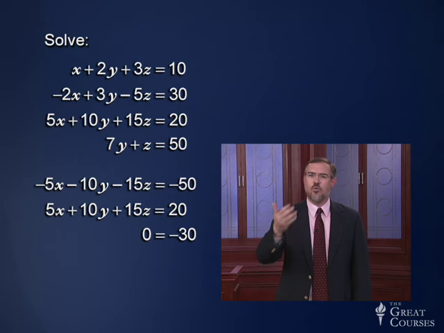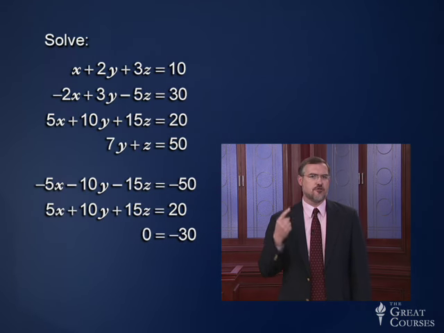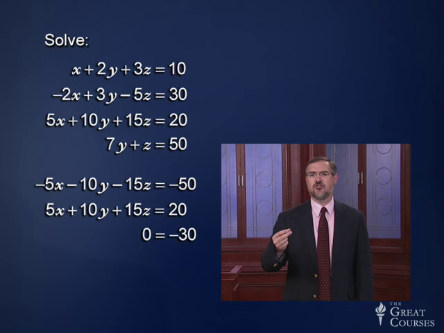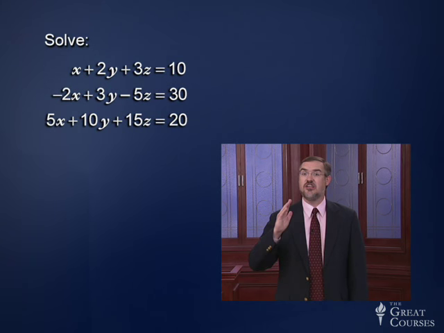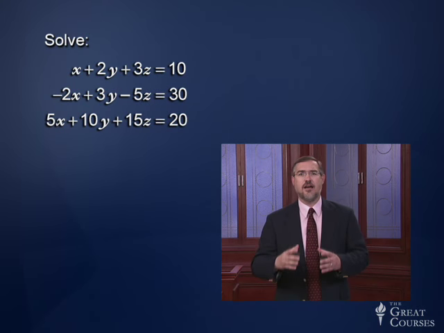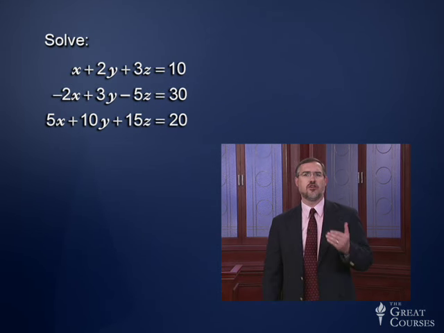What does it mean when we come down to something like 0 equals negative 30? Our first response should be that the original system of equations has no solution. And honestly, that's the answer. There's nothing fancier than that. All we have to know is that there simply isn't a solution to the original system, and that's that.